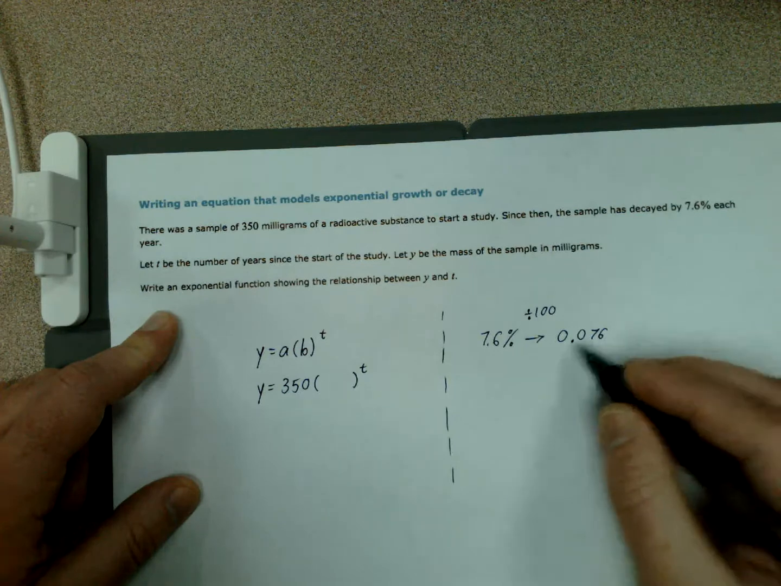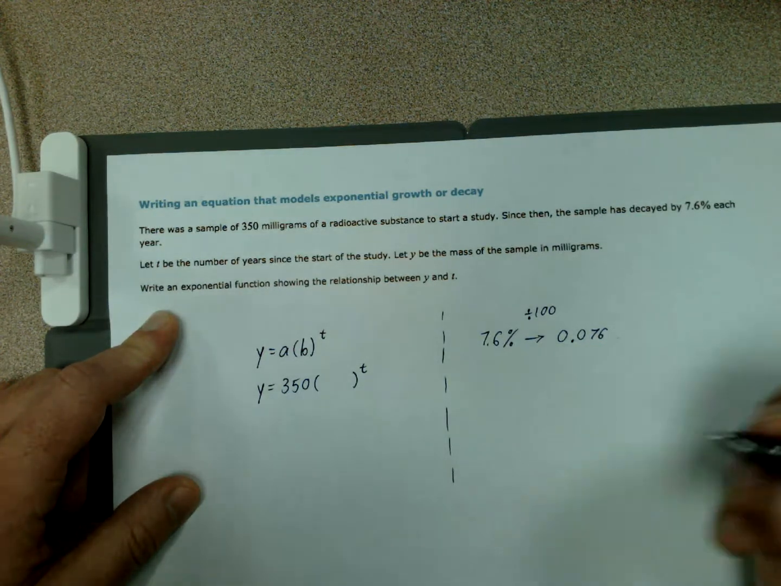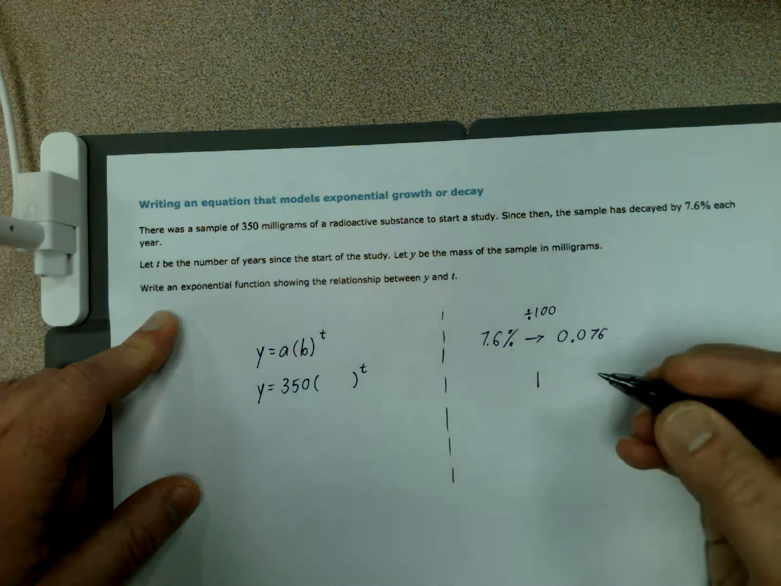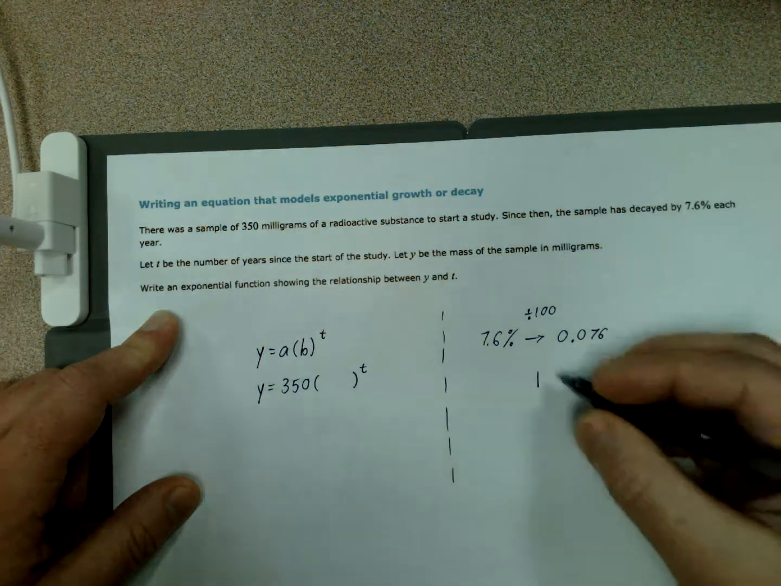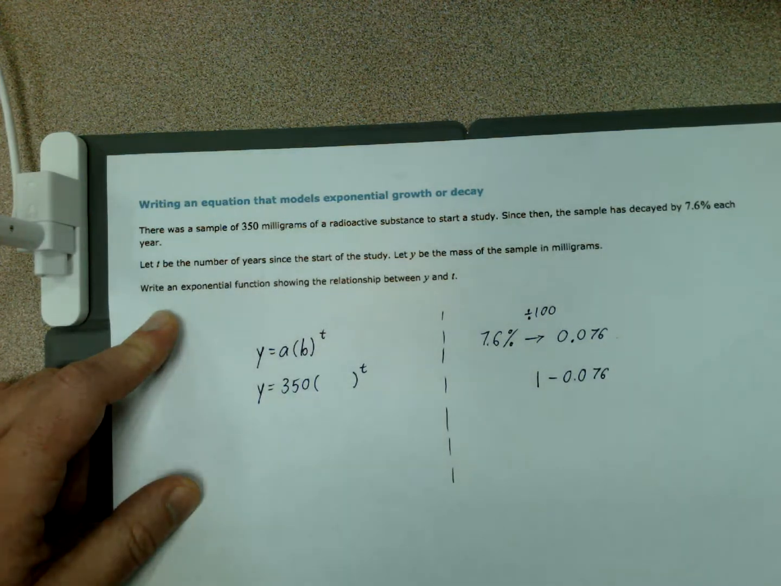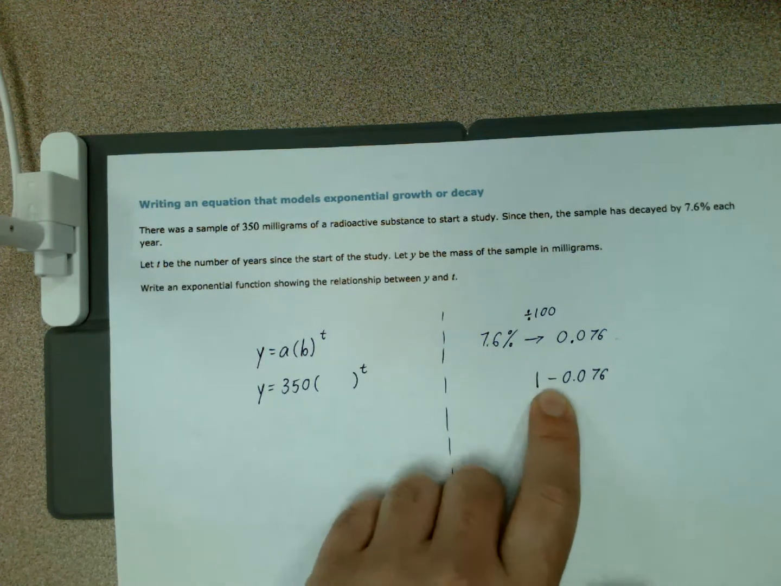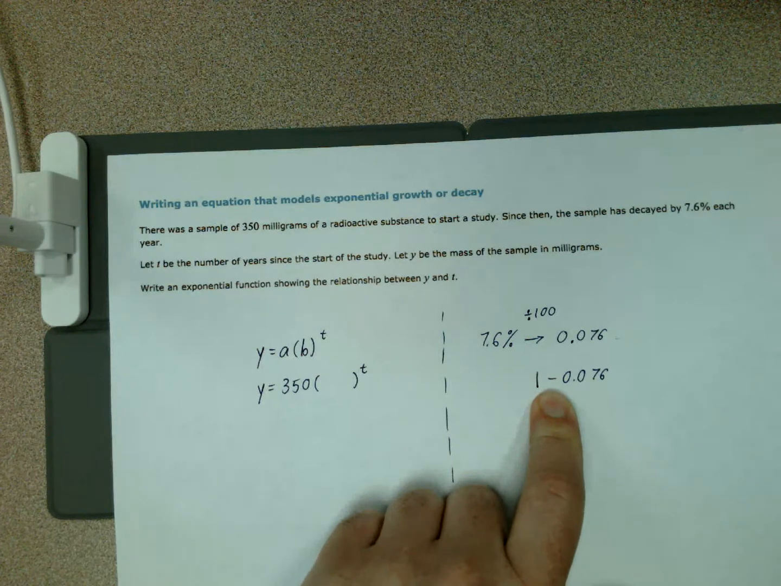And then I can now subtract. So to figure out what my rate actually is, I take a normal 1, which is 100%, and I'm going to subtract that 0.076. And this is where that one switch would change that I mentioned. If it was growth, you'd be doing 1 plus whatever the decimal equivalent was. Since it's decay, it's subtraction. Beyond that, it really makes absolutely no difference whether it's growth or decay. Everything else is the same. It's just that one addition or subtraction there.